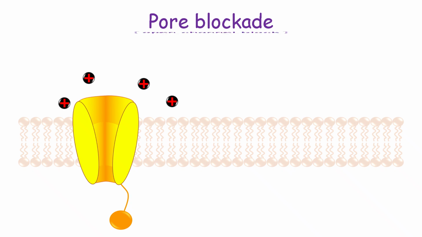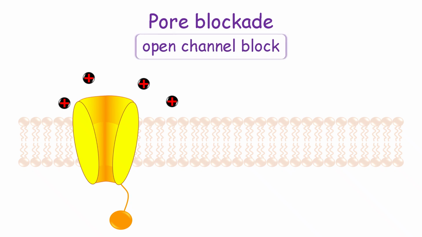Pore blockade, or open channel block, occurs when a drug molecule enters the channel pore while it is open and binds to a specific site within the channel. While the channel remains open, the drug can bind and unbind dynamically, depending on its reaction rate constants. While the drug is bound in the pore, ion flow is blocked. Once the drug leaves its binding site, the channel gate can close. This closure hides the binding site, preventing the drug from exerting its effect. Most open channel blockers work this way.